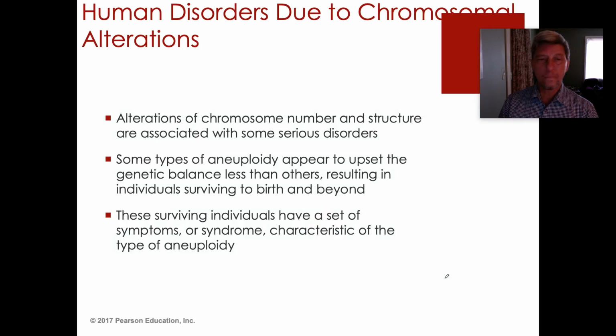Okay, and so this can lead to some serious issues, and we call them disorders or syndromes. Alterations of chromosome numbers or structures are associated with very serious disorders. Some types of aneuploidy appear to upset the genetic balance less than others, which can result in individuals that survive to birth and even beyond. However, most of them lead to lethality in the uterus, in other words, a miscarriage. However, surviving individuals will have a very specific set of syndrome symptoms, and we'll talk about some of them next.